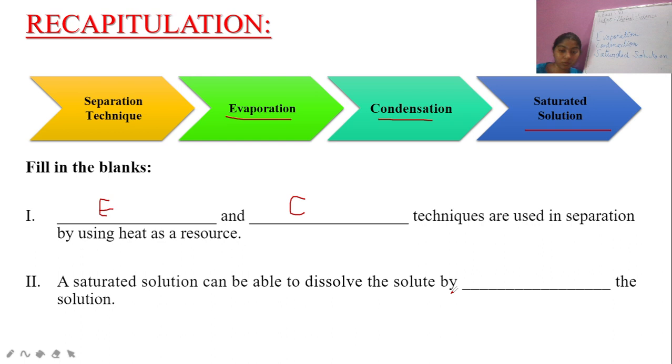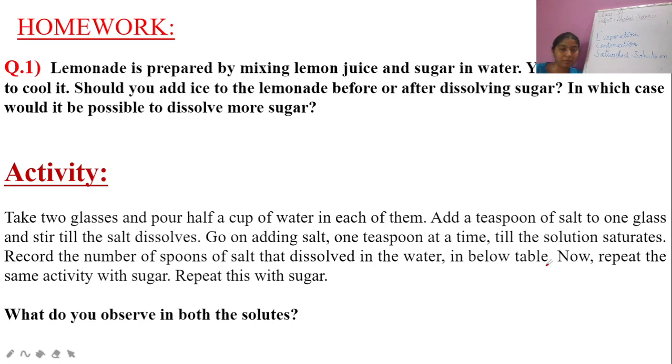Okay students, now these are the two homework tasks. First, you have to answer a question. A lemonade is prepared by mixing lemon juice and sugar into water. You wish to add ice to cool it. How should you add the ice: before or after dissolving the sugar? In which case is it possible to dissolve more sugar? And lastly, we have an activity. You have to take 2 glasses and pour half a glass of water in each of them. Then add 1 teaspoon of salt to 1 glass and stir it.